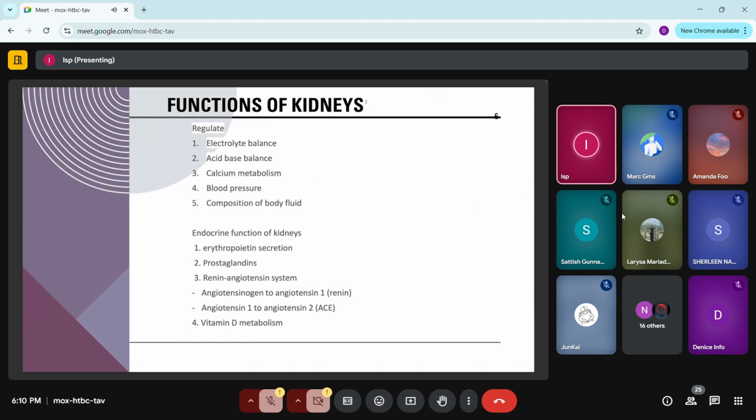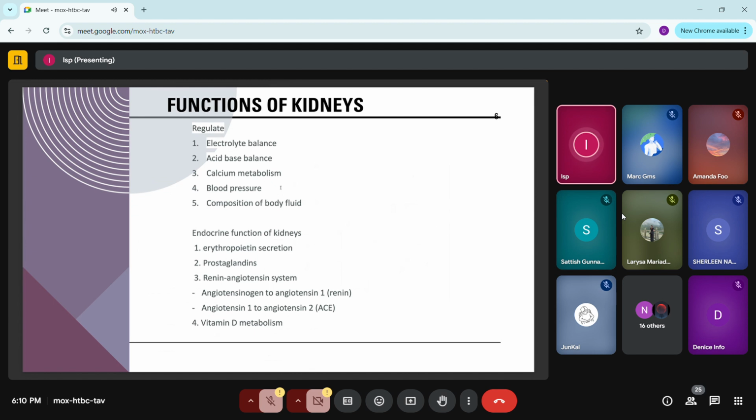So what are the functions of the kidney? Kidney function is to remove the waste products, regulate your electrolyte balance, regulate your acid balance, and also control your blood pressure by regulating the water content and also regulating your sodium content.